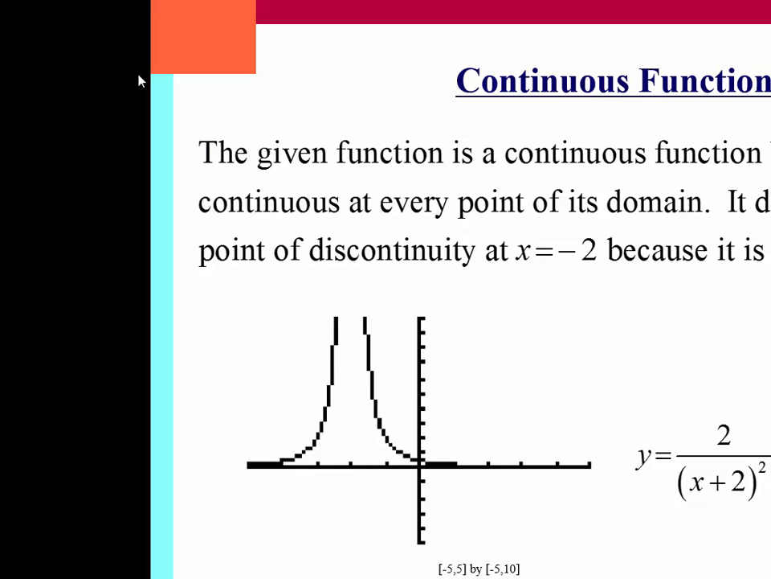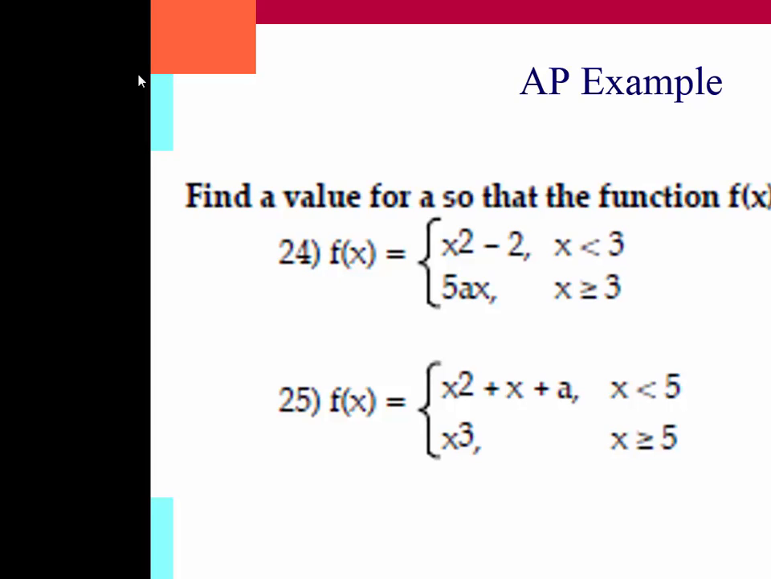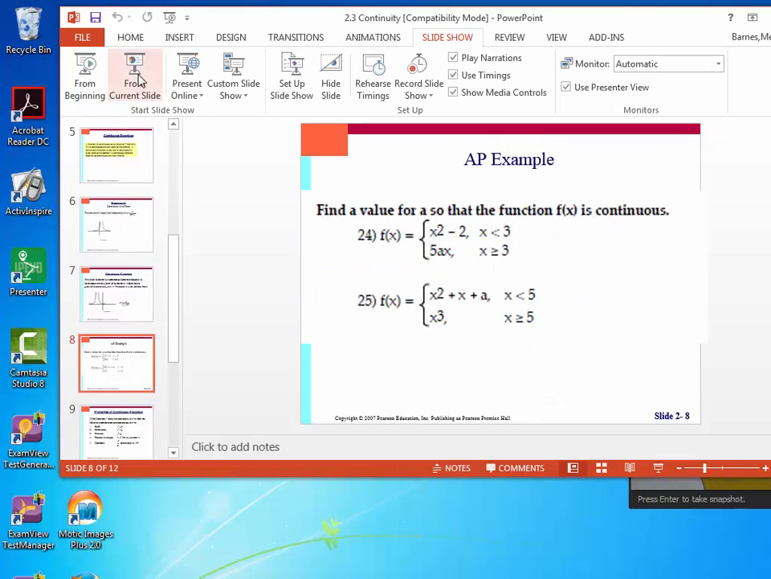Same thing here. The given function is a continuous function because it's continuous at every point of its domain. It's not continuous at x equals -2, but it's also not defined at x equals -2, so that's okay. Okay, these are super important. These are AP Calc questions. So find a value so it's continuous at that point. Let me show you what's going on here.